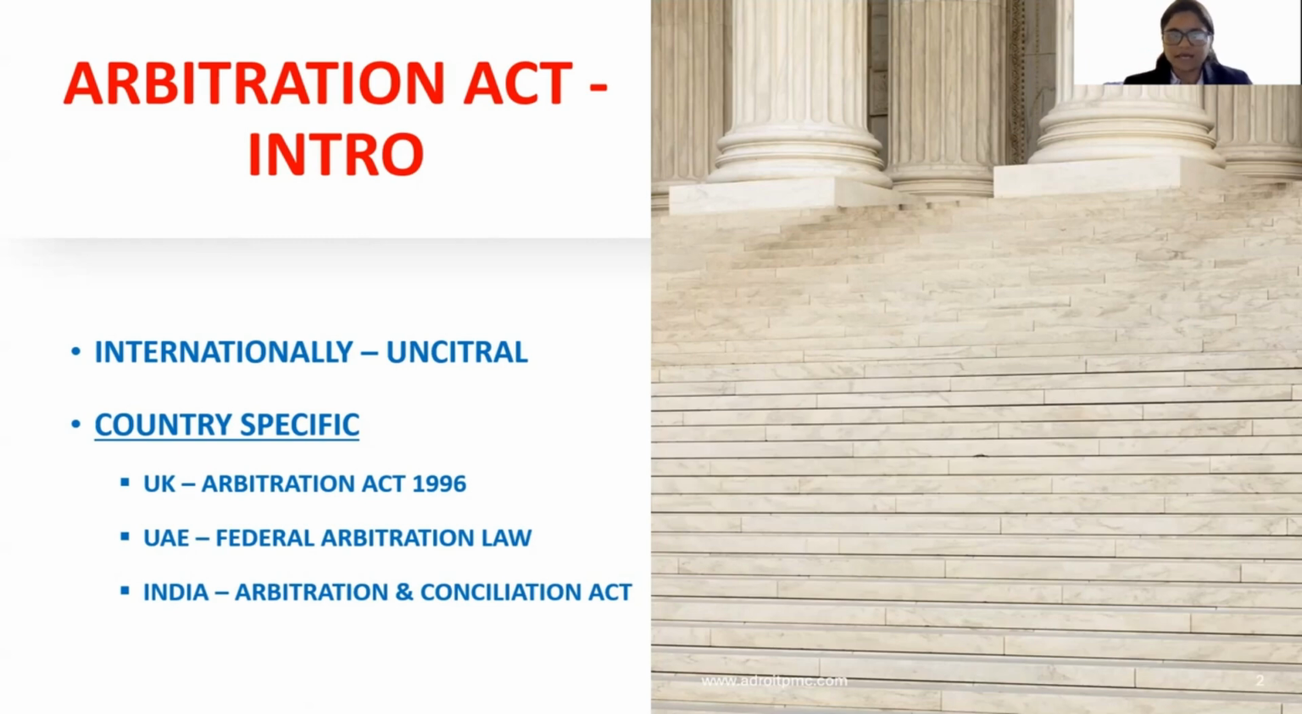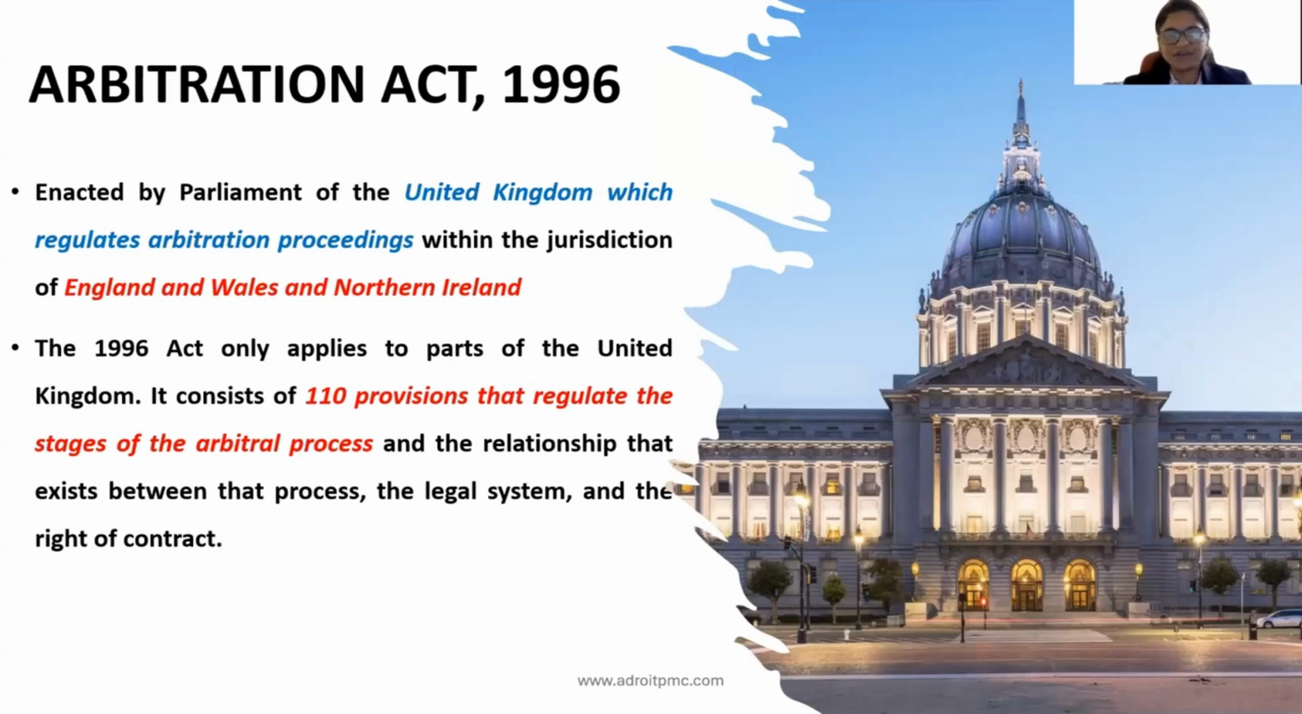In UK, as I said, it is the Arbitration Act 1996. In UAE, it is the Federal Arbitration Law and the Abu Dhabi Arbitration Center and Dubai International Arbitration Center, etc. These are some of the laws which are being followed in different countries. This Arbitration Act 1996 of UK has been applied in the jurisdiction of England, Wales, and Northern Ireland. It has 110 provisions which regulate the stages of the arbitration process since the beginning, that is the invocation, the commencement of the arbitration proceeding, and various other stages like witness examination, the document submission, and of course the challenge procedures and the enforcement. So it covers all the stages of arbitration.